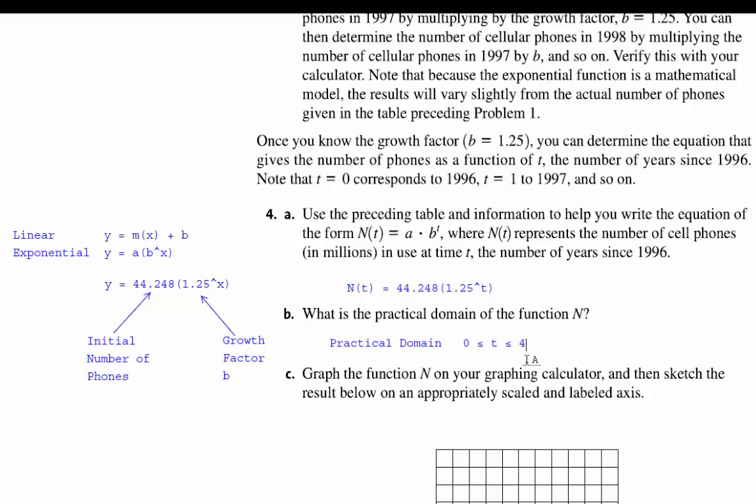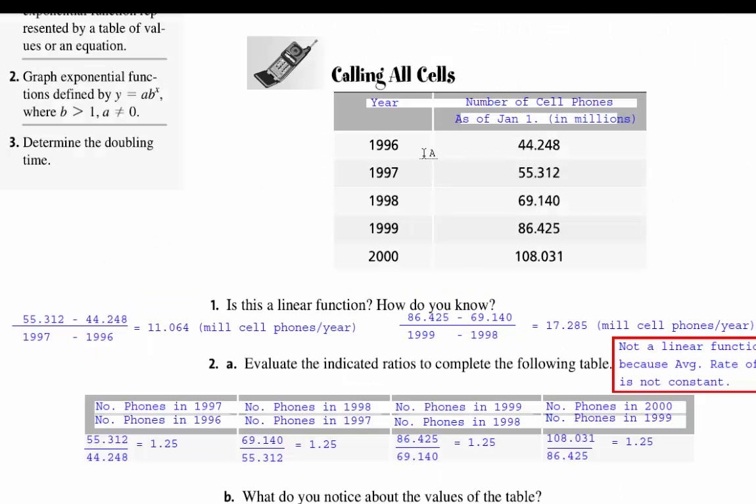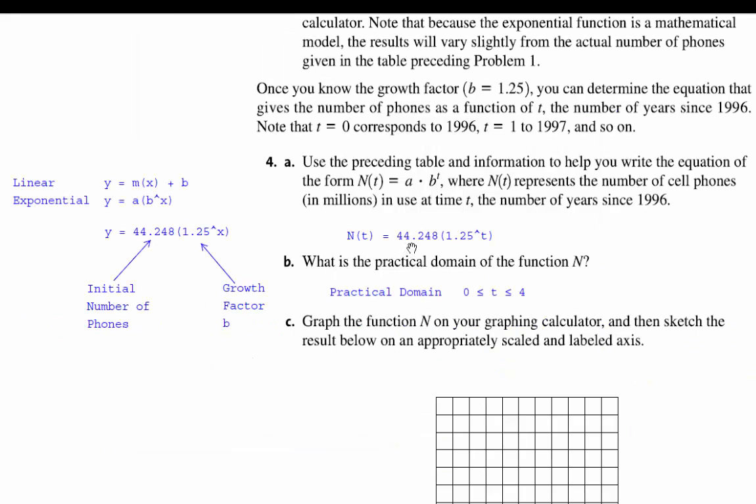And if I look at the table, my input goes from 1996 to 2000, but think of 1996 as my base year, or 0. So I'm going to use 0, 1, 2, 3, 4, because when I actually use my equation, 44.248 times 1.25 raised to the t, I'm going to enter values 0, 1, 2, 3, 4. I'm not going to put in 1996 for t. I'm not going to put in 1997 for t. I'm going to use the 0, the 1, the 2, the 3, and the 4.